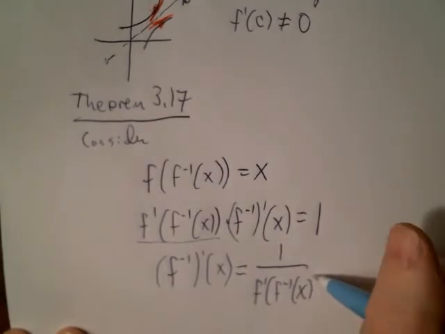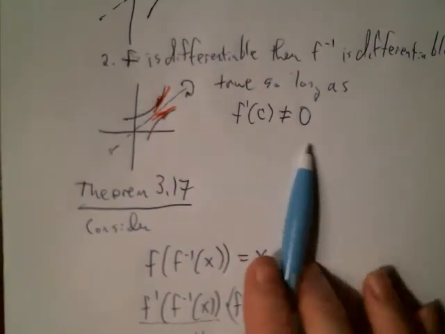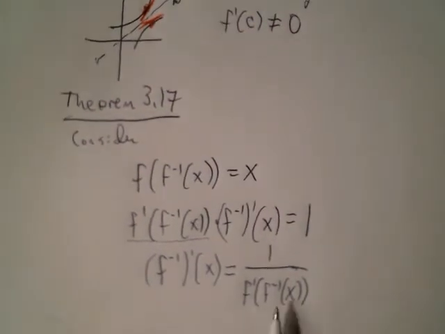Again, this suggests the idea that if f prime of something is equal to 0, then this thing is not going to be defined. So there's this issue that you see in the formula we've created for the derivative of f inverse. This will be the formula for the derivative, so long as this thing is not 0.